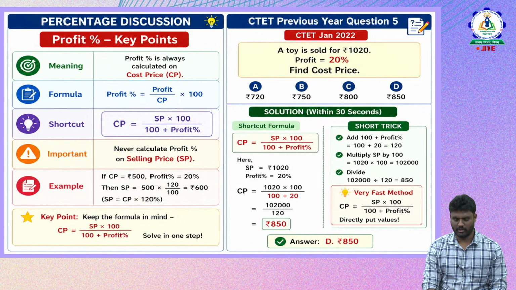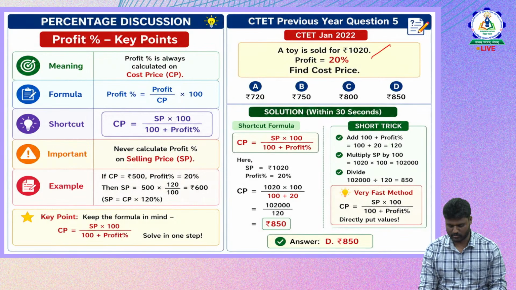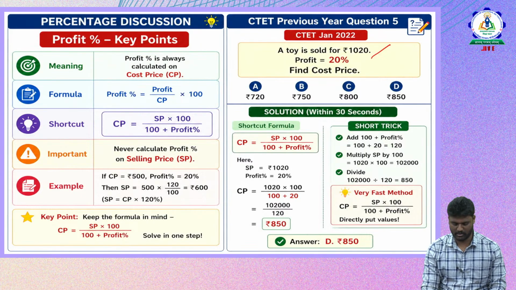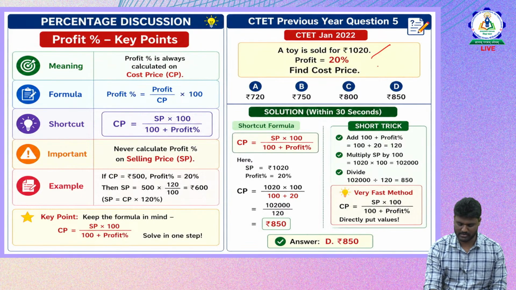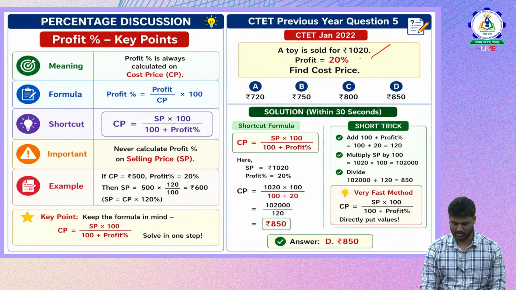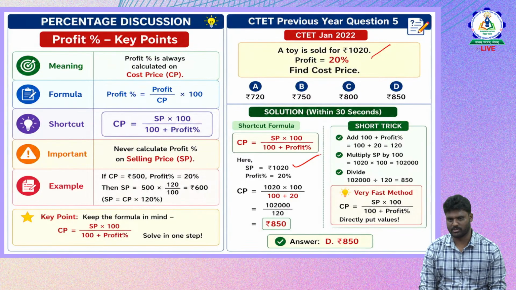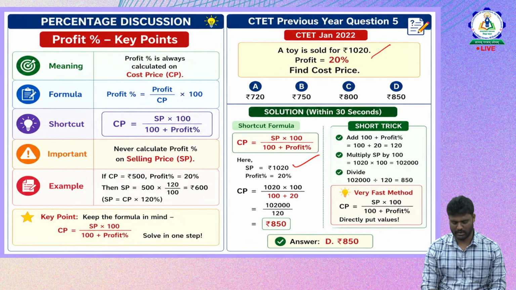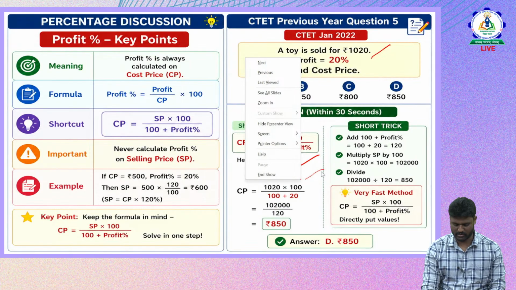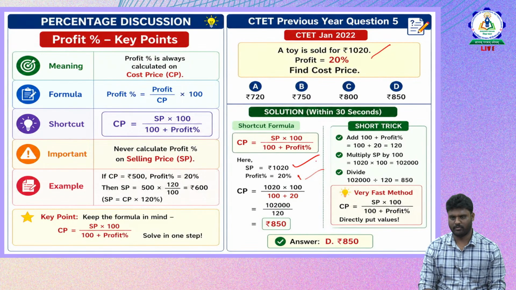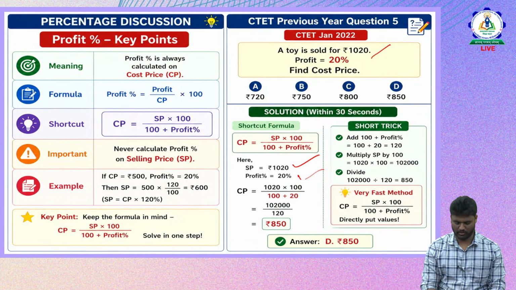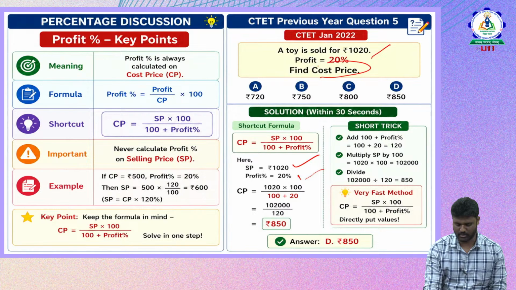Now a toy is sold for 1,020 rupees. What is the meaning of that? Sold means it is the selling price. So the selling price given is 1,020 rupees. When the person sold this toy, he got a 20% profit. But we don't know the cost price of that item, so what we need to identify is the cost price.